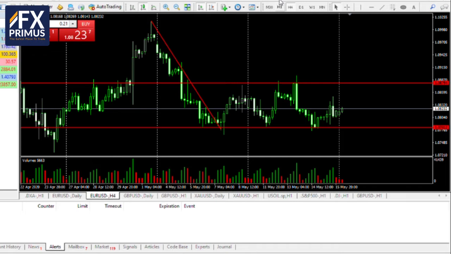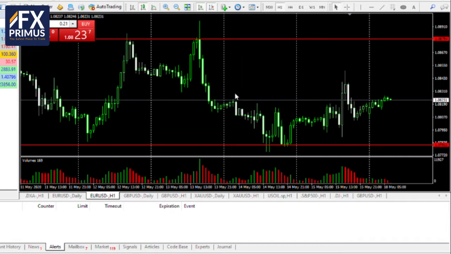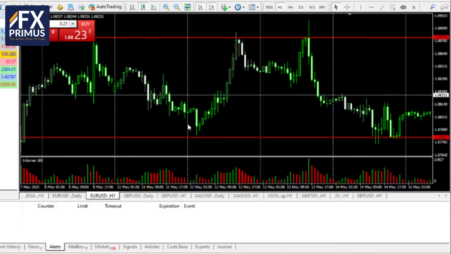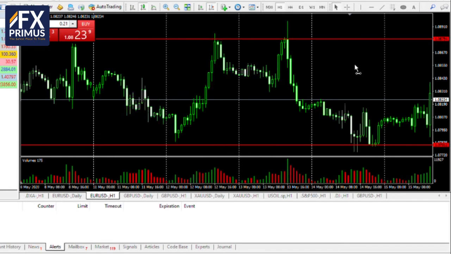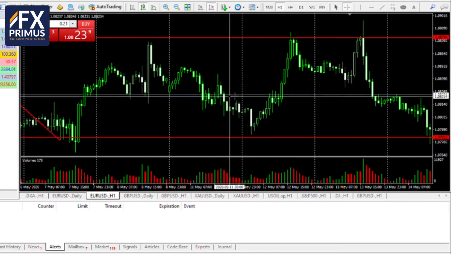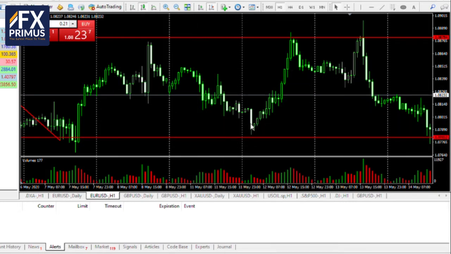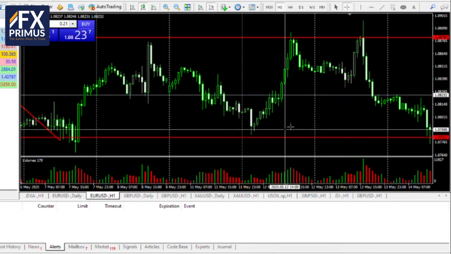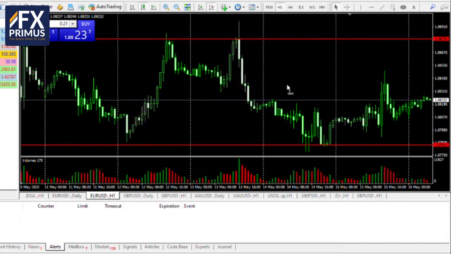Euro dollar is relatively stable. It's not as weak as the UK pound. For the whole of last week, we can see on Monday the euro weakening, and then on Tuesday the euro strengthening again. Monday going down, then Tuesday goes up again.